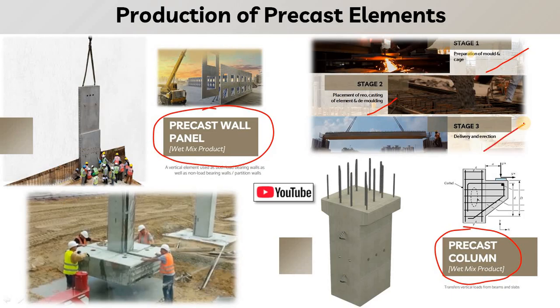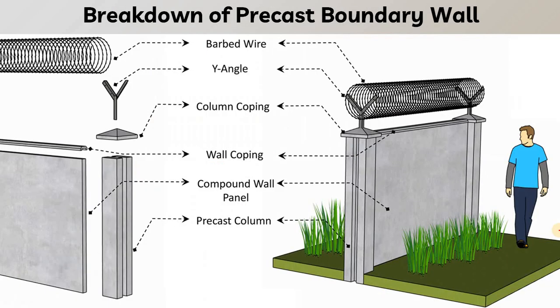So basically the production of the precast boundary wall is almost similar to the production of the wall panel, or we can say the production of the column. So if you want to see the production procedure for that, please see these videos on precast wall panel and precast column. So let us just move ahead.